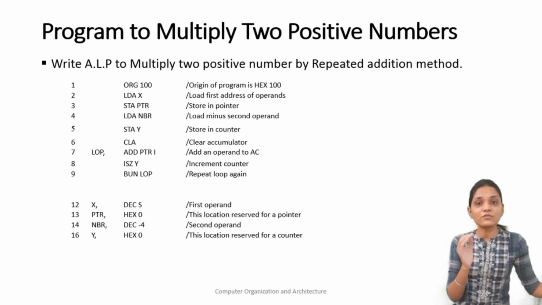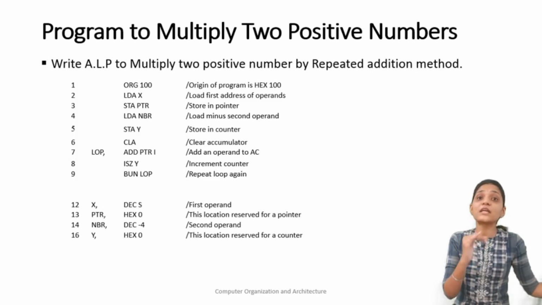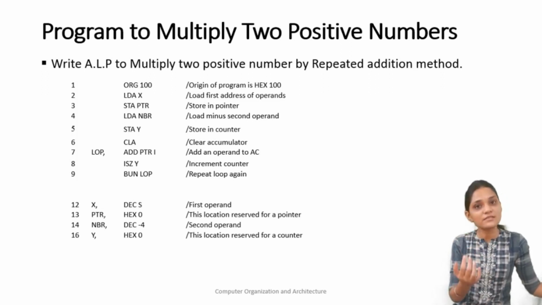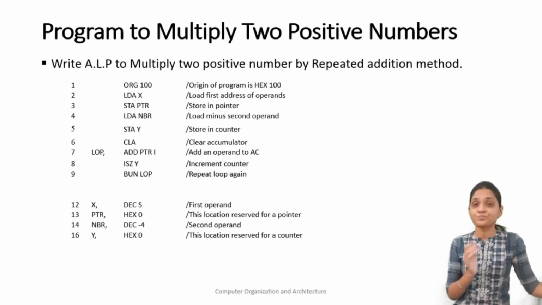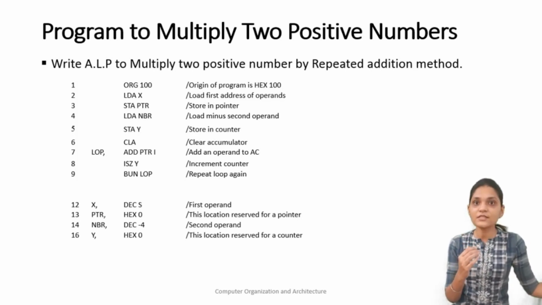That is, it will go first to the PTR location, find out the content of that PTR location, and that will be used as an address, and from that address your content is going to be fetched. Okay, that will be your operand, and that is going to be added into the accumulator, which you have already cleared. And after this addition you have to increment this Y, that is your counter.